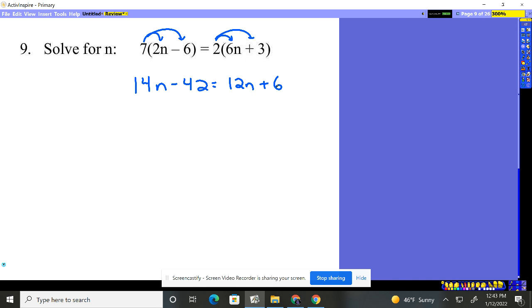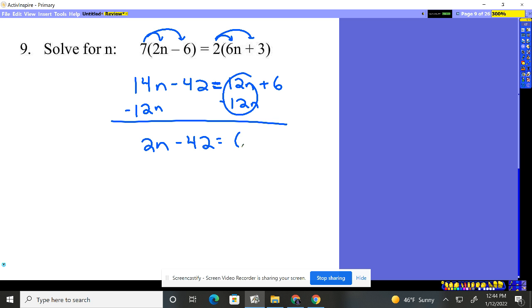Now let's move the variables all to one side. Would you rather move 14n or 12n? I'm going to move the smaller variable, 12n. So I'm going to subtract 12n from both sides of the equal signs. There's the equal sign, both sides of the equation. 14 minus 12, 2n, minus 42 equals, those go away. 0 plus 6 is 6.